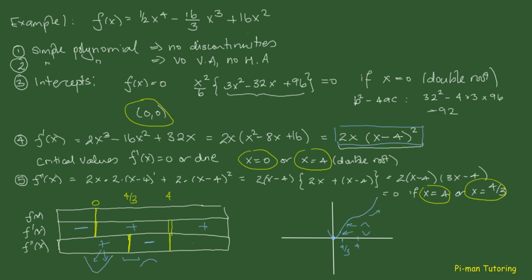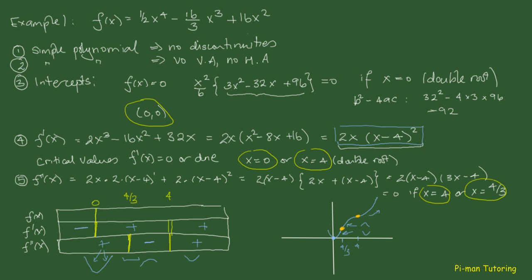Let's put in a value of 6. Both of the brackets become positive, so indeed the second derivative is positive, which means we now are back to concavity in this fashion. And so sure enough, we do have genuine inflection points at 4/3 and at x equals 4.